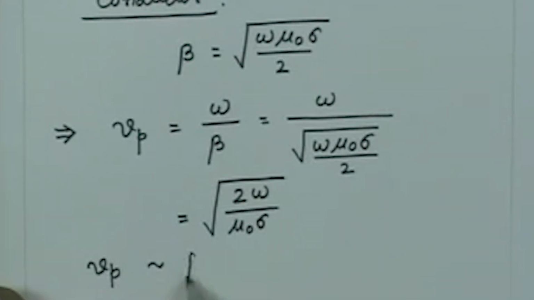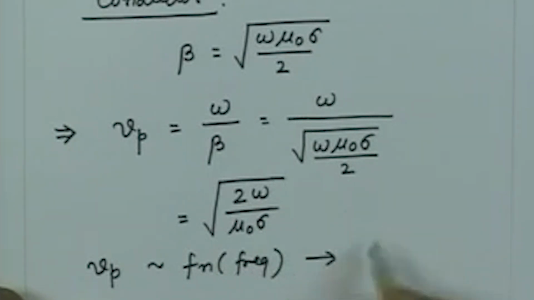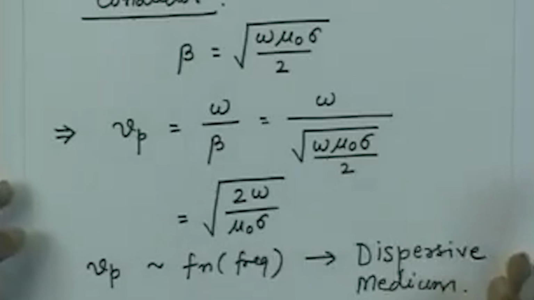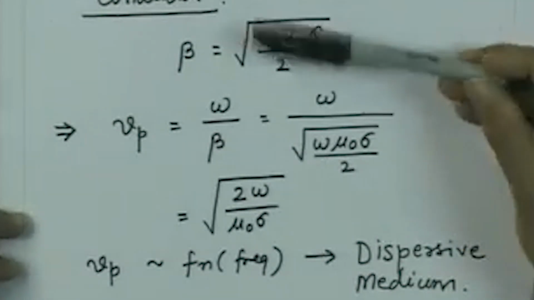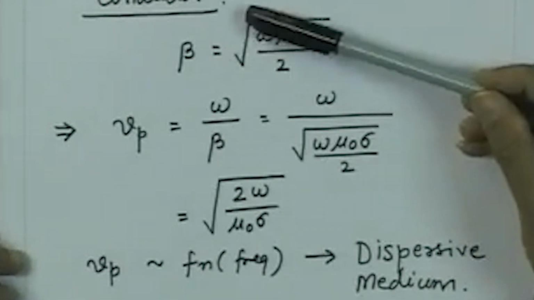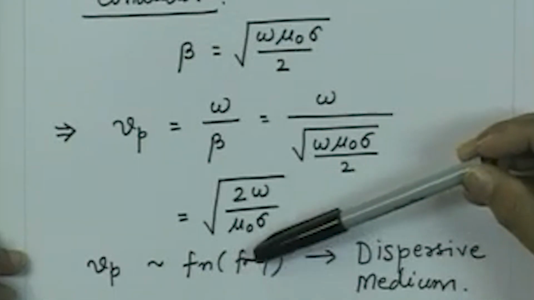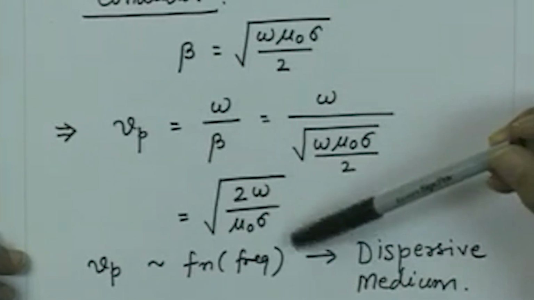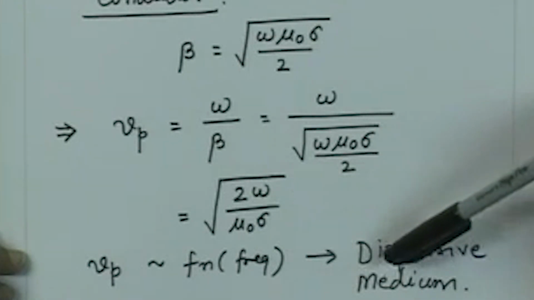So, when Vp is a function of frequency, we call this medium a dispersive medium. So, what we find is that for a medium which is a conductor, the velocity becomes a function of frequency. That means all frequencies do not travel with the same speed, and because of that we have a dispersion in the medium.